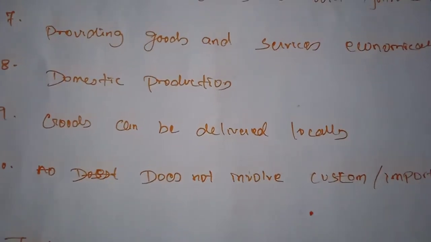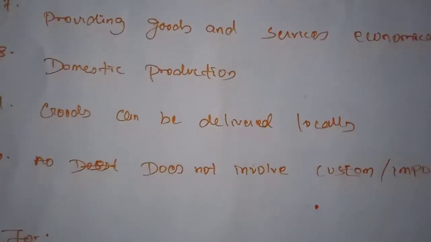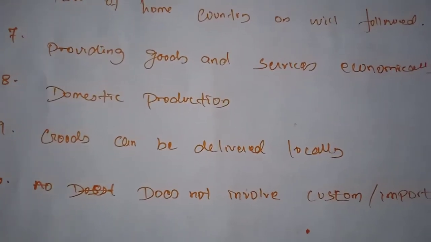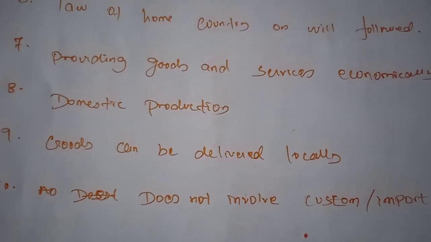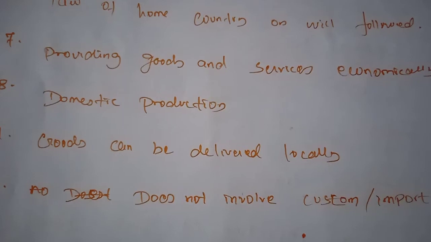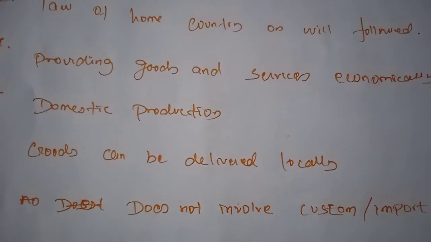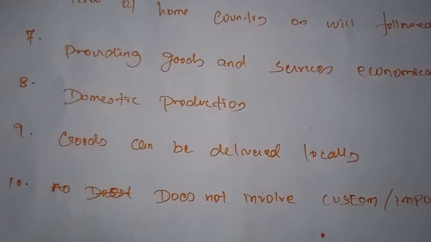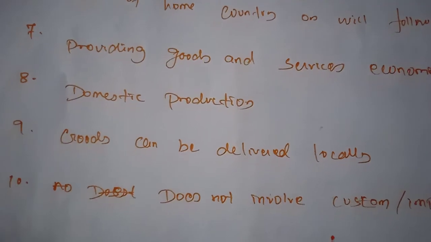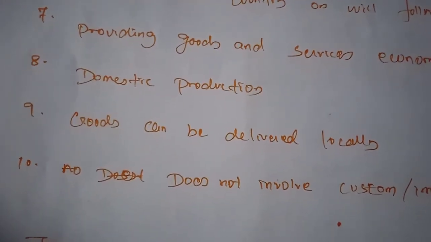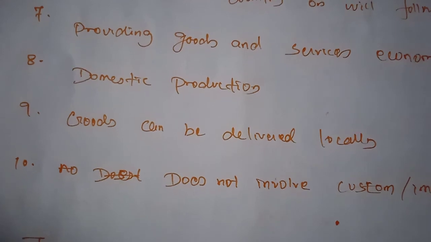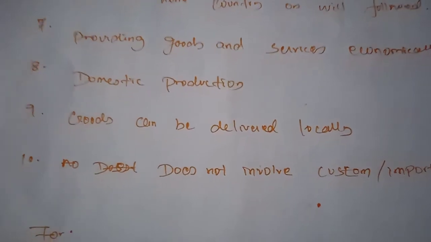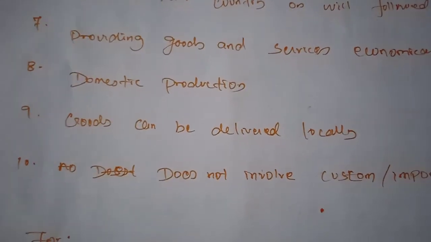Next, the aim of home trade is to provide goods and services economically, because one of the basic objectives of internal trade is providing goods and services to the people of the home country at a reasonable price. So here most of the people will be expecting the equilibrium point. Next, the goods must be a part of domestic production. Whatever the product may be, all types of products must be produced in the domestic country.